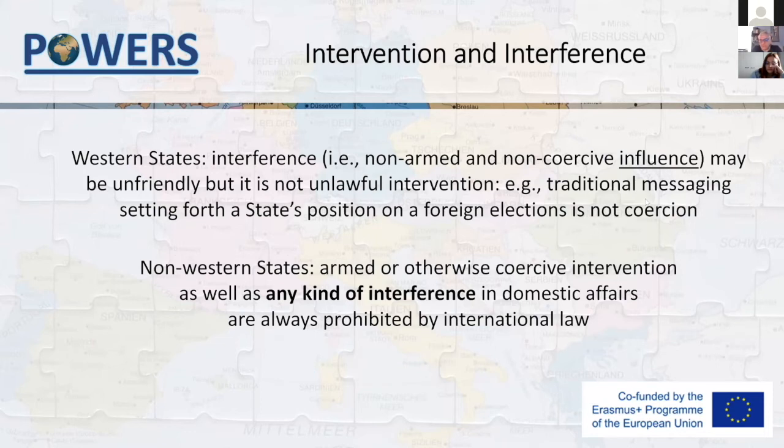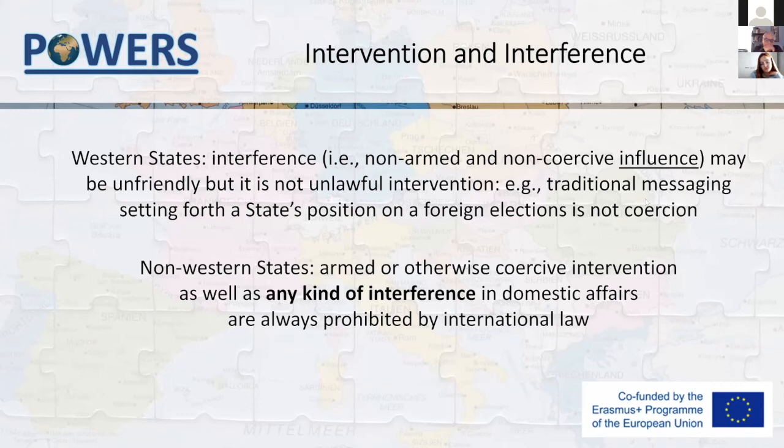We have a problem when we try to distinguish between intervention and interference, because according to some states, basically Western states, when there is no coercion and you only have influence, that is to say a non-armed, non-coercive influence, well, this kind of interference is not a prohibited intervention. Of course, interference may be unfriendly, but it's not unlawful according to the Western states. And according to them, for instance, the traditional messaging setting forth a state position on a foreign election is not coercive, is not prohibited intervention by international law.